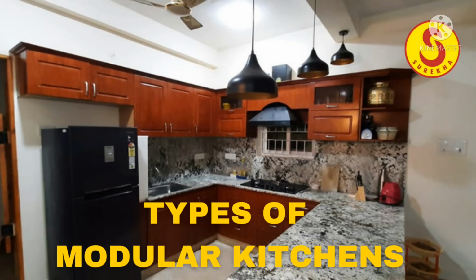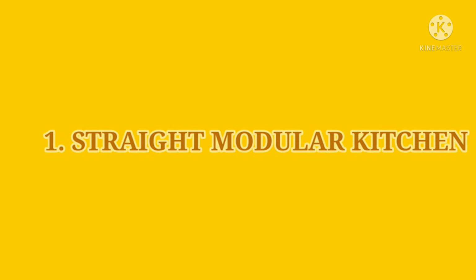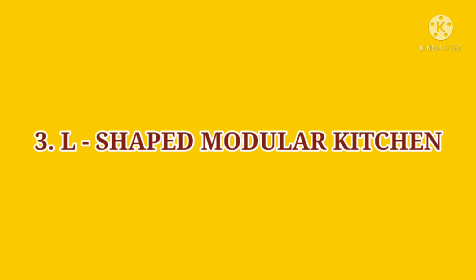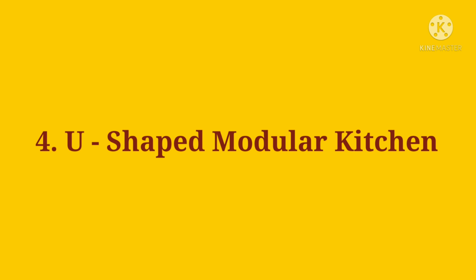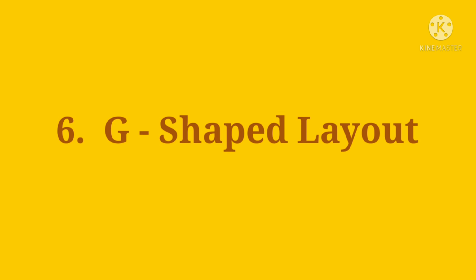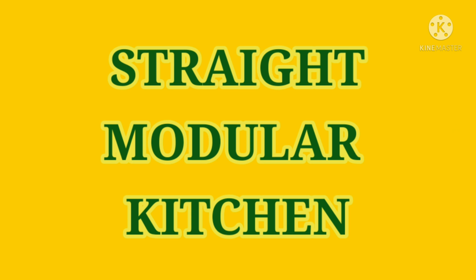Types of modular kitchens. Usually, there are different types of modular kitchen depending upon their plan and layout. These are generally categorized into different types. So, do check out these types of modular kitchen to get an idea. Straight modular kitchen, parallel modular kitchen, L-shaped modular kitchen, U-shaped modular kitchen, island modular kitchen, G-shaped layout.